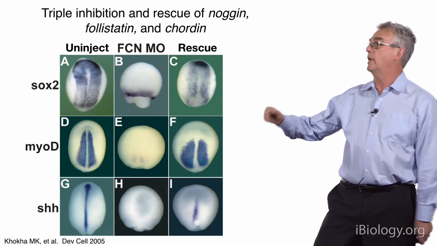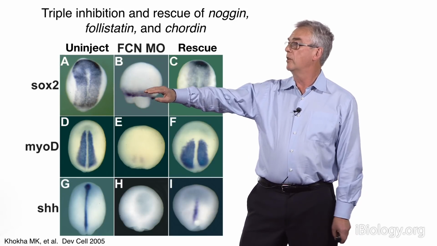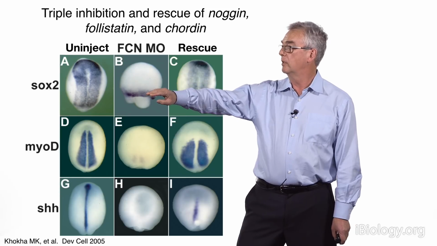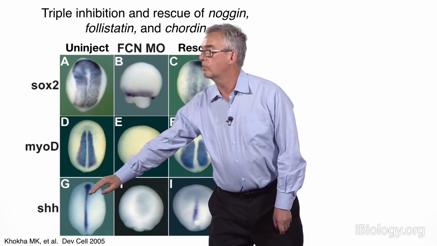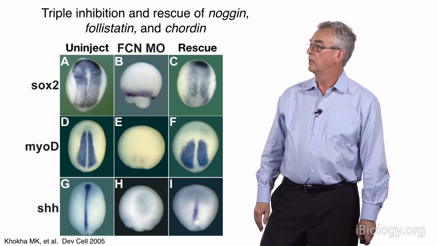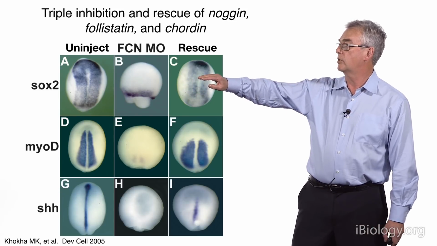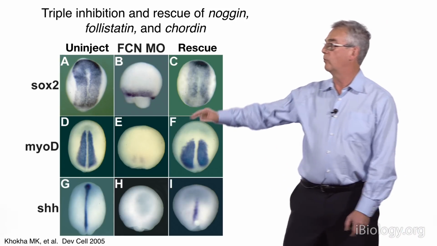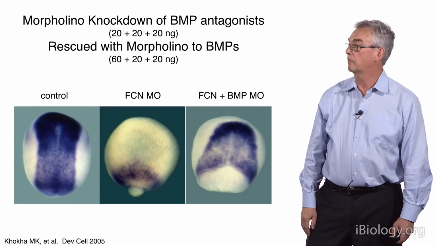But when we knock down all three, there's a spectacular result, where now the neural plate is eliminated. Not only is the neural plate eliminated, but the underlying muscle is almost completely gone. And by this hedgehog control, the notochord and the floor plate are also gone. So this is important to rescue. We can rescue it with this mixture of Morpholinos, rescuing it with the pufferfish noggin. And as you see, we get back all of these tissues, demonstrating specificity.